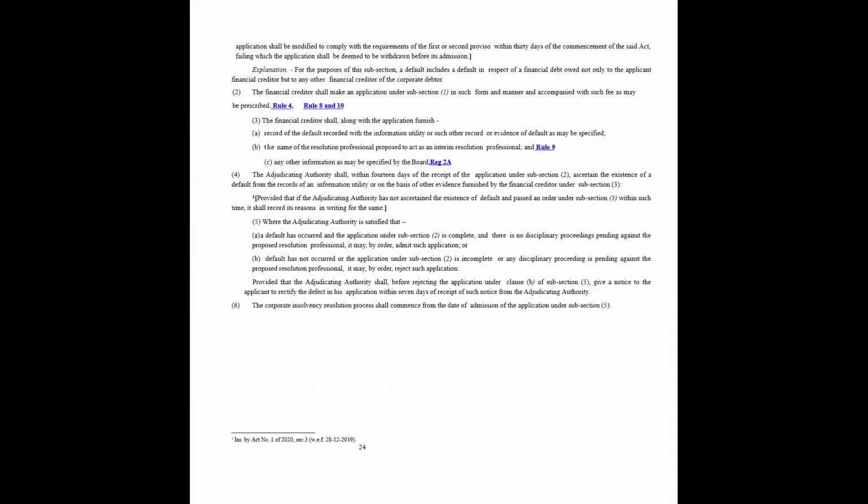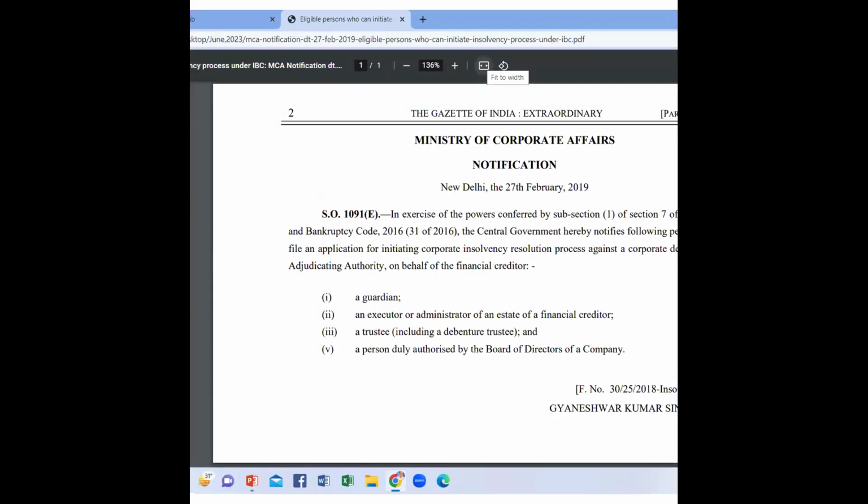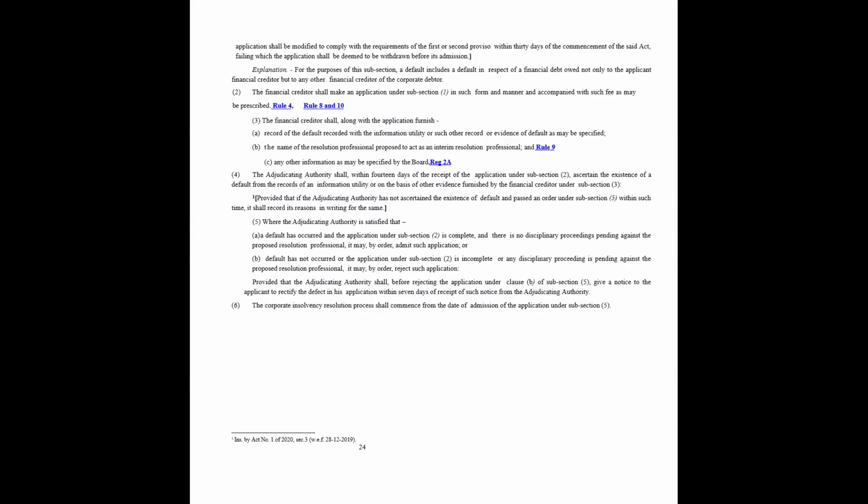So section 7 says, the adjudicating authority shall, so it says, section 5A says it may by order reject such application. And it says it may by order admit such application. So the wording used in section 7(5) is may. Whereas in section 9, they are using the word the adjudicating authority shall. Right?